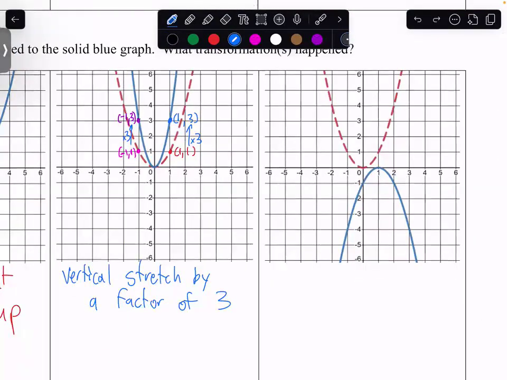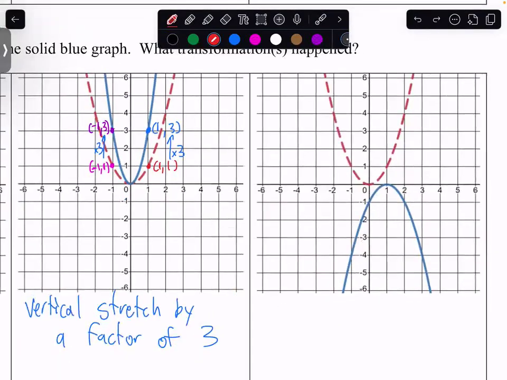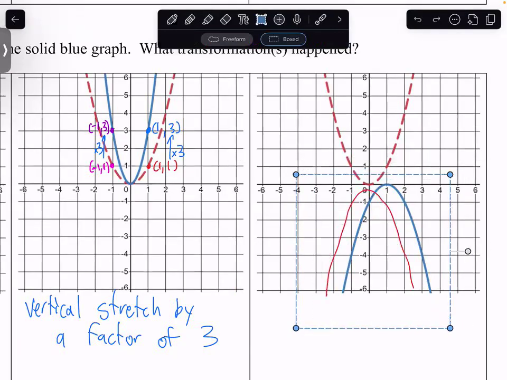Okay, and lastly, how do we get from the red graph to the blue graph? Well, first thing you notice is that the blue graph is upside down, right? So the only way to flip a graph upside down is through a reflection over the x-axis. Okay, so if we were to just flip it upside down, it would look like this. Yeah, so you have to do two things. First, you reflect it over the x-axis, then you translate it right 1.